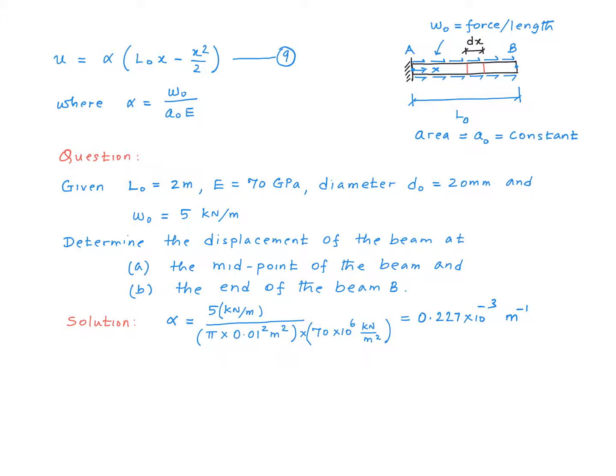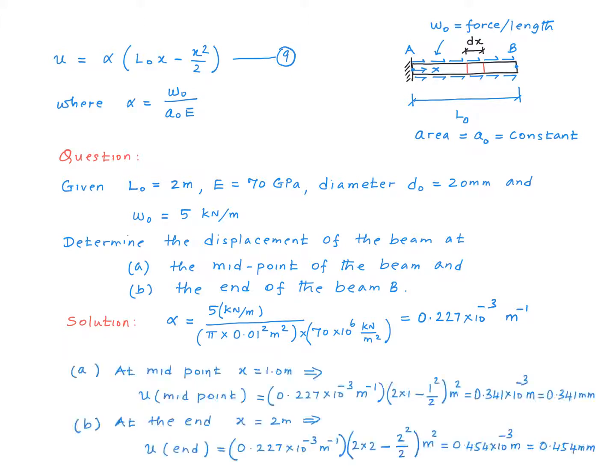So you substitute numbers for these parameters in a consistent manner. And I get 0.227 times 10 to the minus 3 meter to the power of minus 1 for alpha. You want to keep track of the units so that when we calculate the displacement, we'll know the units for the displacement. So here are the details of my calculations for the displacement. At the midpoint, x is 1 meter. At the end, x is 2 meters, right?